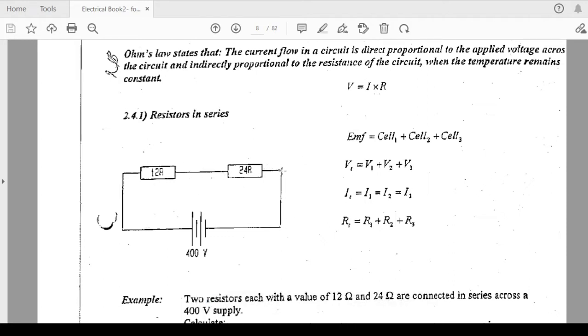Even if it's making a corner here, they are in the same line. They are not in parallel. So when we connect resistors in series, the important equations are these ones on your right hand side.